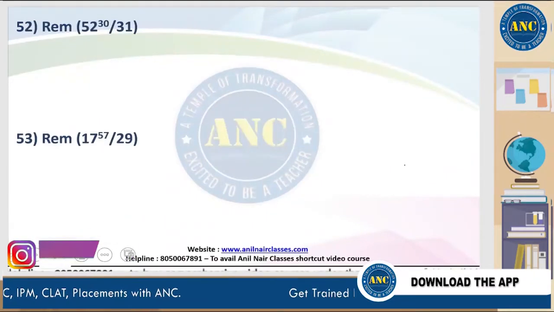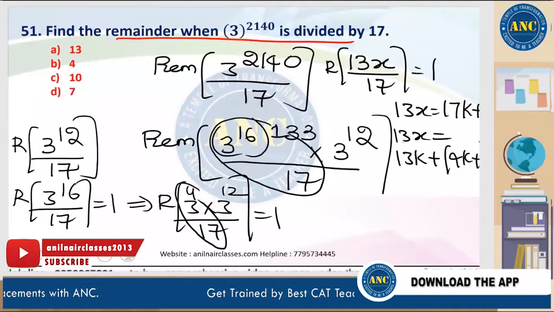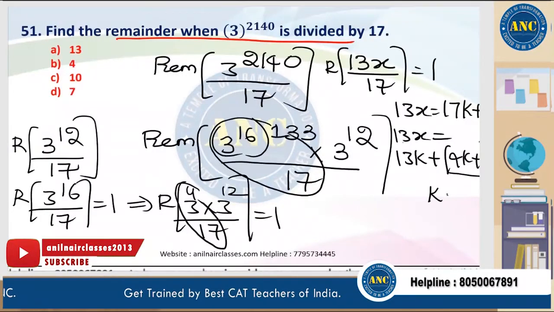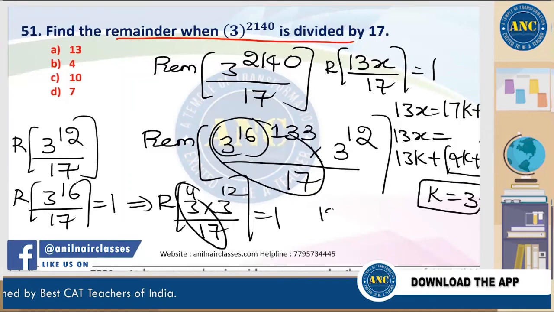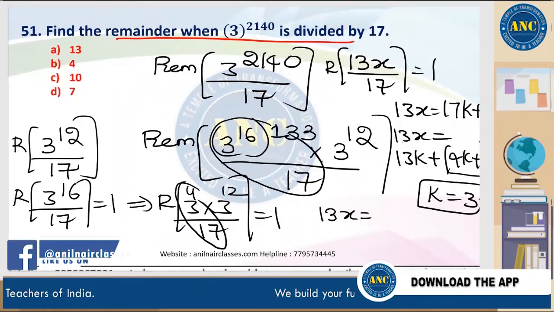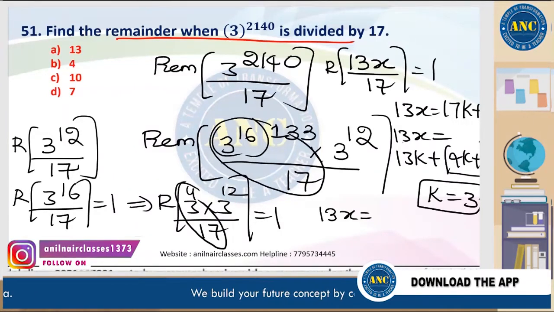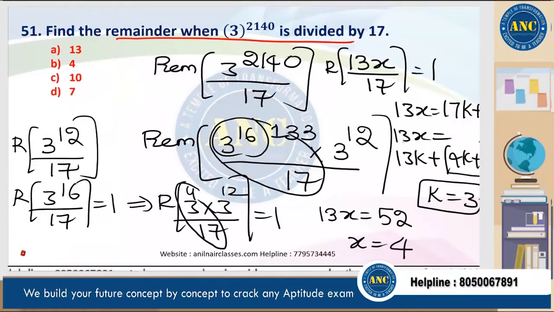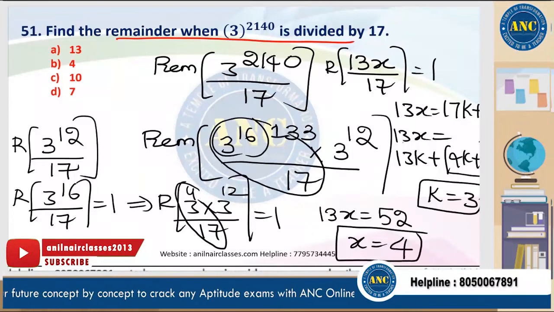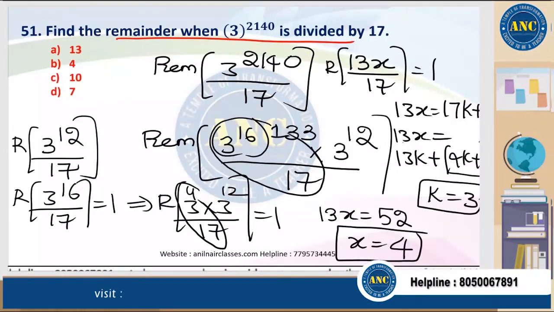Divisible by 13. So 4k plus 1 is divisible by 13. So k value is 3. If k is 3, 13x is 17 3s are 51, plus 1, 52. X is nothing but 4. Good question it is.